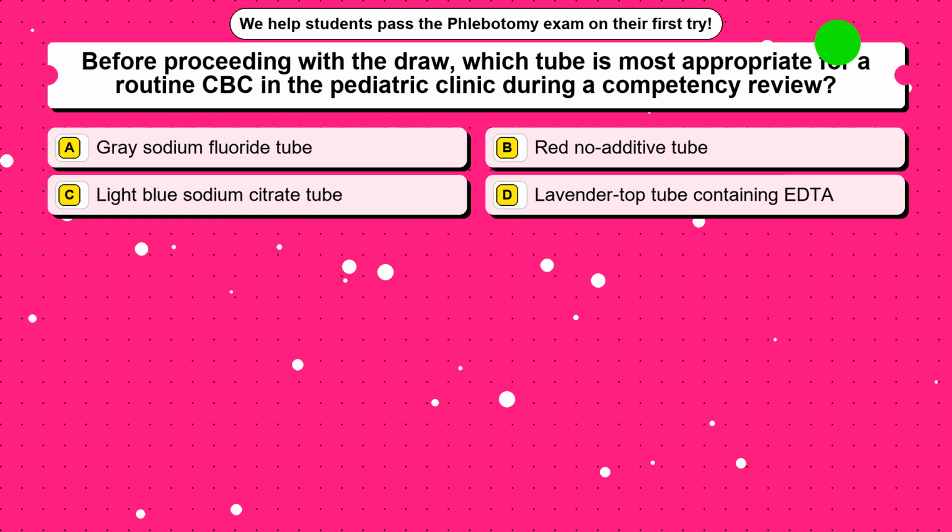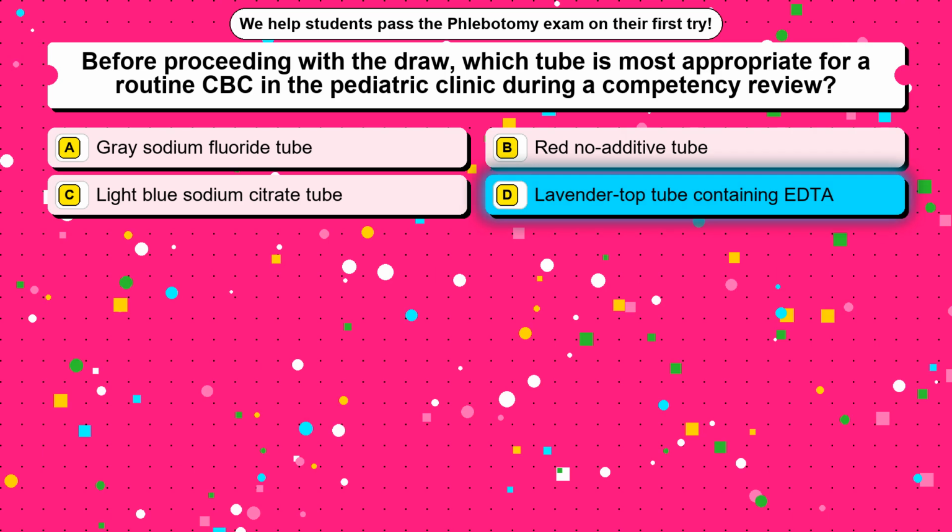Question 52. Before proceeding with the draw, which tube is most appropriate for a routine CBC in the pediatric clinic during a competency review? Option A. Gray sodium fluoride tube. Option B. Red no additive tube. Option C. Light blue sodium citrate tube. Option D. Lavender top tube containing EDTA.